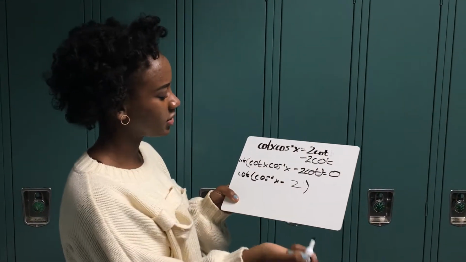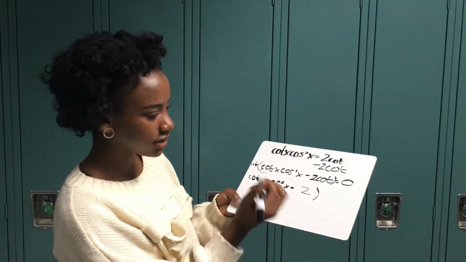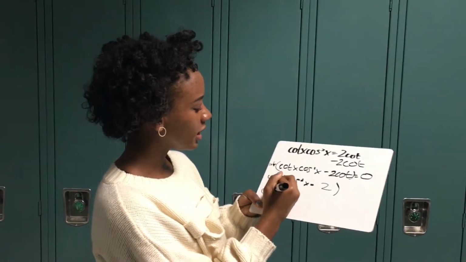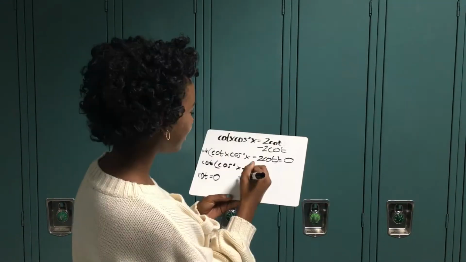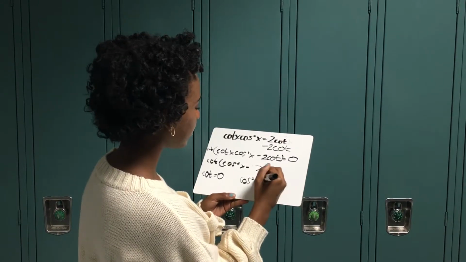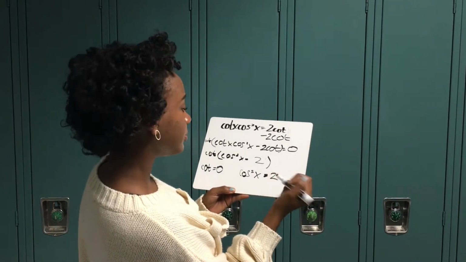Next, you can set both of these equal to 0 because it's now factored. So cotangent equals 0, and cosine squared of x equals 2.